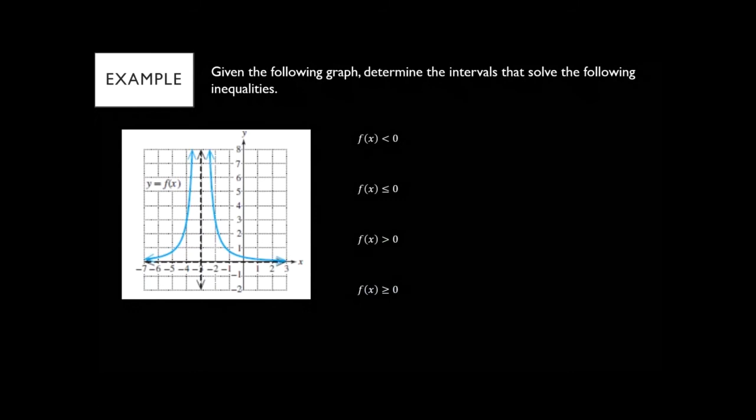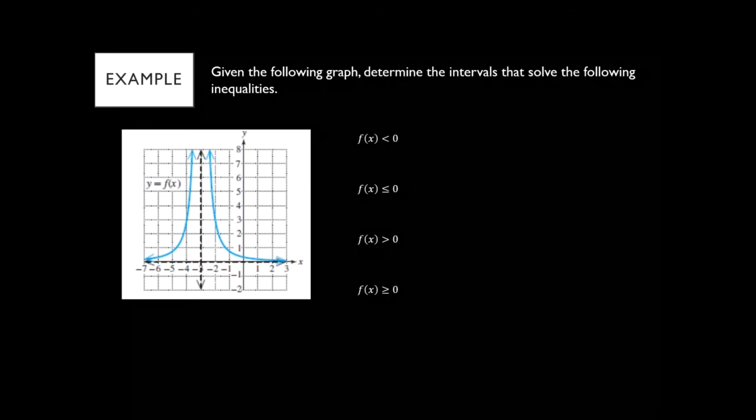So let's take a look at this example here. We don't know what the equation is, we just have the graph. And we're going to break it apart into all of our 4 possibilities. Where are we less than 0? Where are we less than or equal to 0? Where are we greater than 0? Where are we greater than or equal to 0?